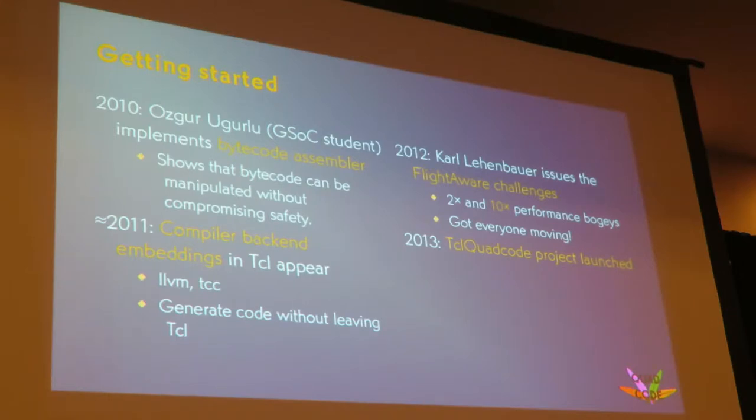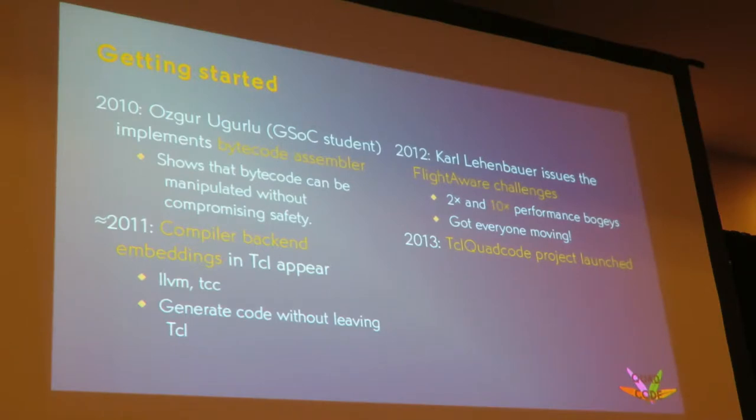At the same time, there were various compiler backend embeddings in Tcl starting to appear. There was Critcl, which I didn't mention, which I missed putting on the slide. Sorry, Andreas. There was LLVM Tcl. There was TCC, and so it was possible to generate code without leaving Tcl. You didn't have to just write a program to disk and run it through a tool chain.